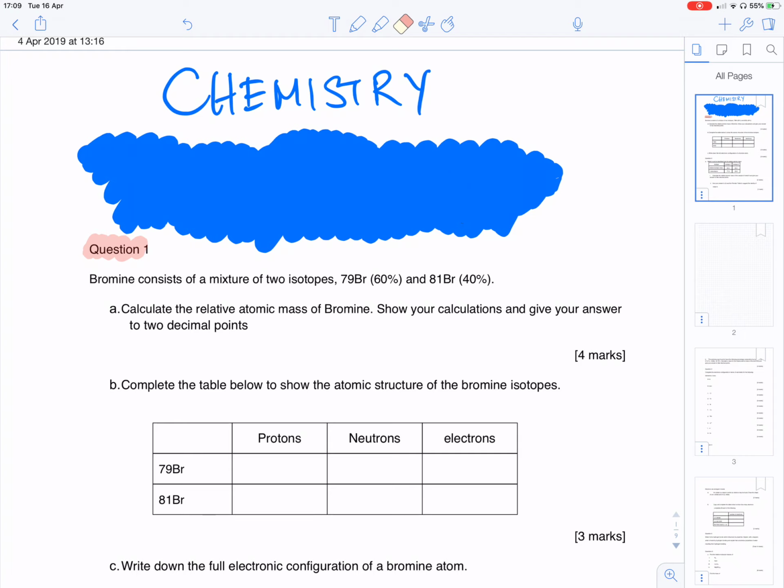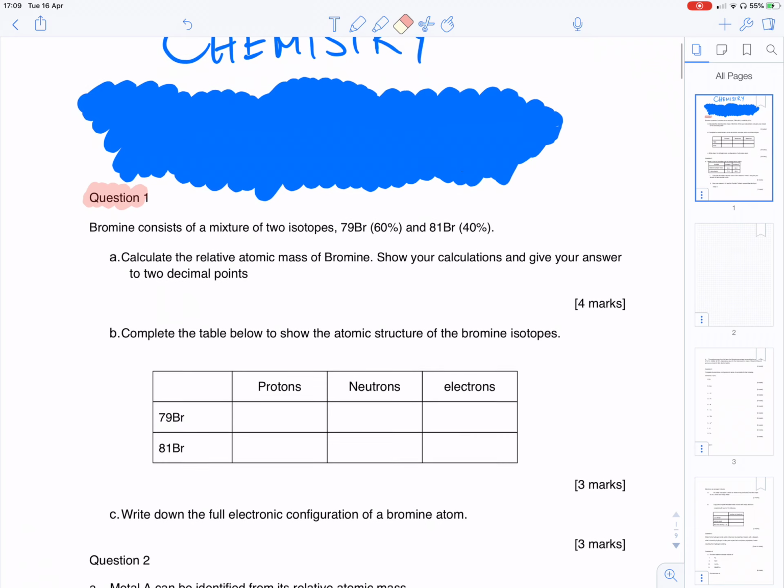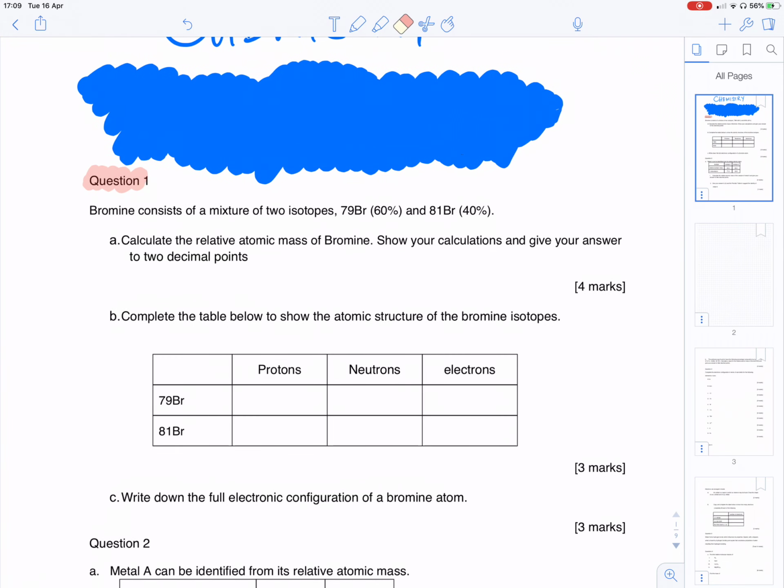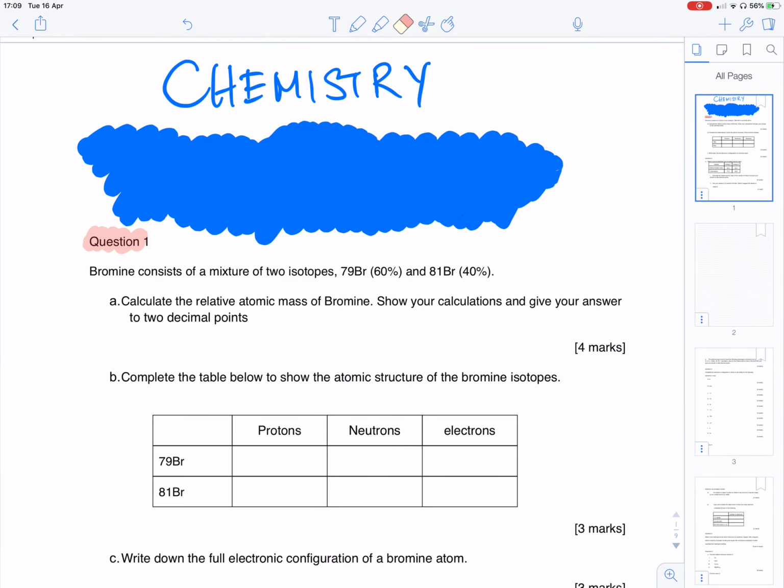I just want to look at some chemistry questions here, some calculations, a few explanations. This particular one, question one, has to do with finding the relative atomic mass. So I'm just going to highlight a few things that we need in order to make the calculation.